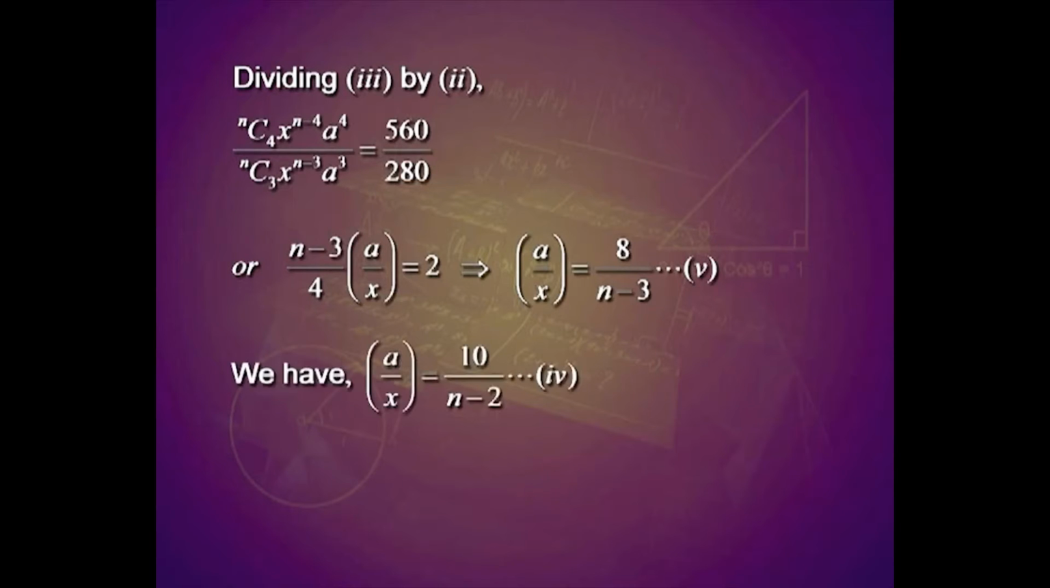So, we have a by x as 10 by n minus 2 and now a by x is 8 by n minus 3. If I equate the value of a by x from the fourth and the fifth equations that we have got, I will be able to solve for n. So, I have got now n as 7, but I still have to find a and x. At best, right now we have a by x to be the same as 8 by n minus 3 or 10 by n minus 2.